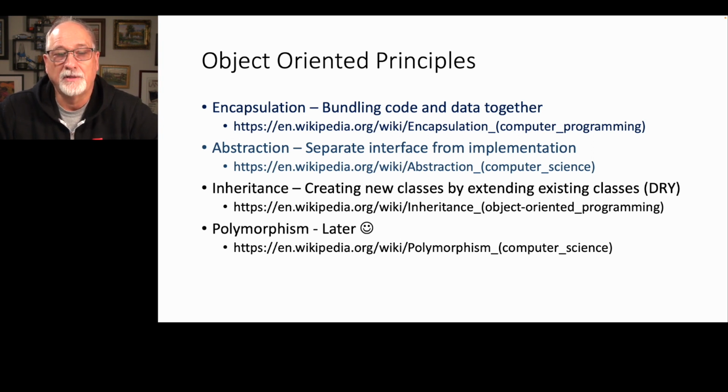The principles of object orientation are encapsulation, abstraction, inheritance, and polymorphism. For now we're bundling more things together. That's encapsulation. And we're working on abstraction, which is thinking separately about how we are going to use this object and how we're going to build the object. We're going to reveal less and less of our implementation details to the caller.